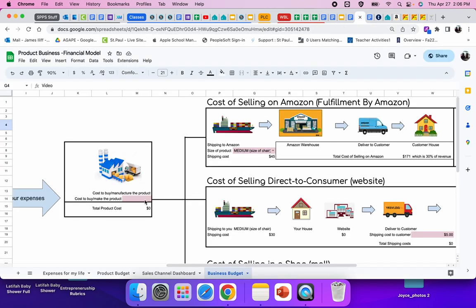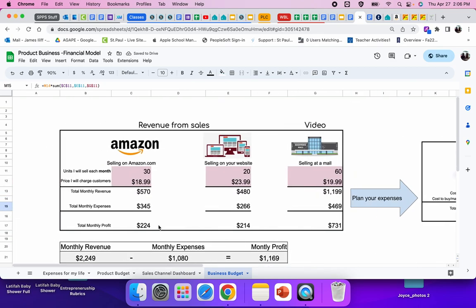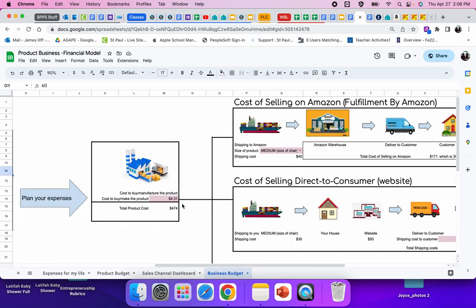So I'm going to come here and say $4.31. Well, you can see because I'm ordering 30, 50, 110 of them, they're going to charge me $474 to make the product. So I have to pay that money for this product to be made.